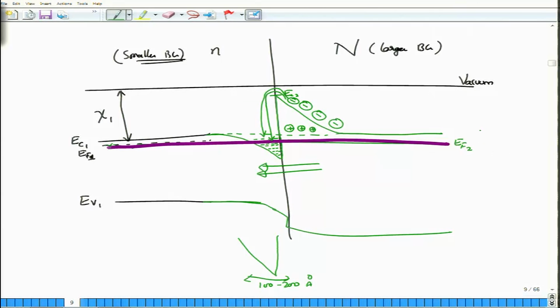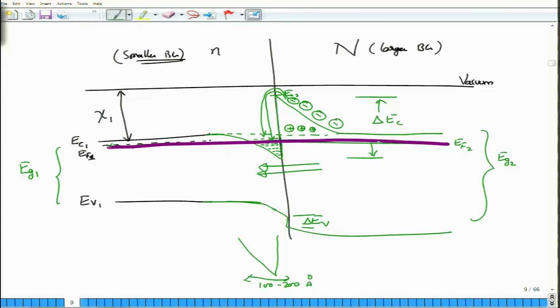Of course, the energy gap that you would see, Eg2, will still be much larger than the energy gap Eg1 that you are going to see, and this jump is what we would call as delta EV, and this change in the electric field is what we would call as delta EC.